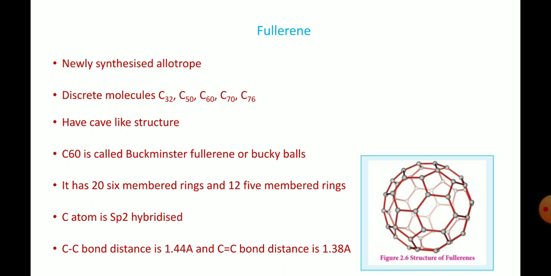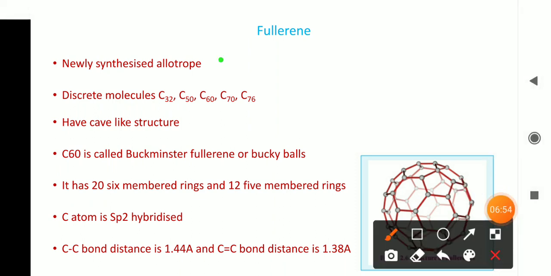Okay, then let us see the next allotrope, that is fullerene. Okay, dear students, look at point number 1. Fullerene is the newly synthesized allotrope of carbon. It is a recently discovered one, and it has discrete molecules. Discrete molecules means a large number of carbons are united together. So it exists as discrete molecules.